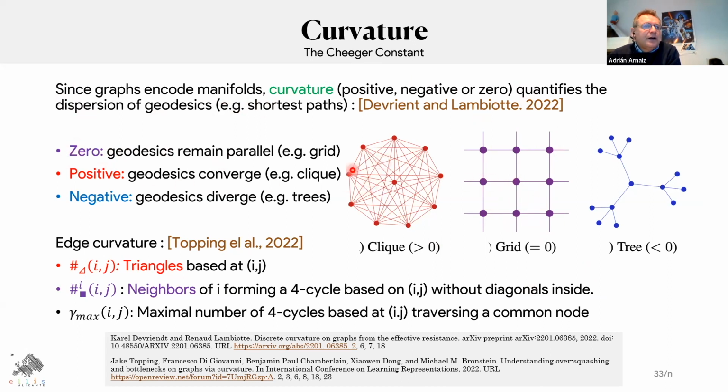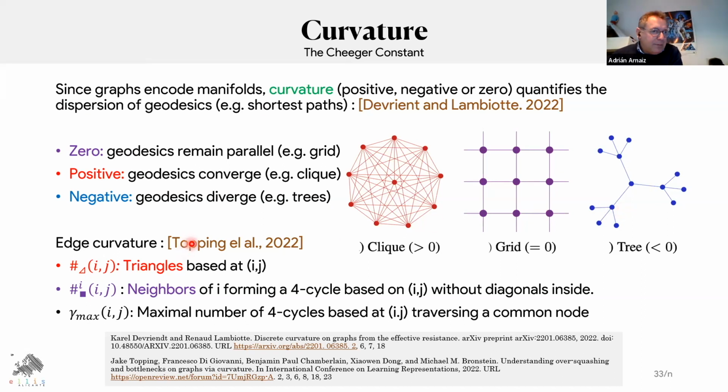This is the grid. The curvature is positive when the geodesics converge to a given point. This is the case of a clique. Or it can be negative if we have a tree, where there's a divergence of the geodesics. So all these three concepts are very important.